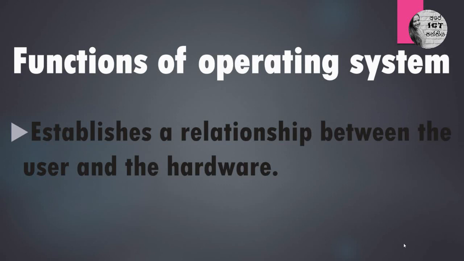Got it? Okay. The first function is establishing a relationship between the user and the hardware. The operating system is like a person connecting the user and the hardware. User means the person who uses the computer. Operating system establishes a relationship between the user and the hardware.